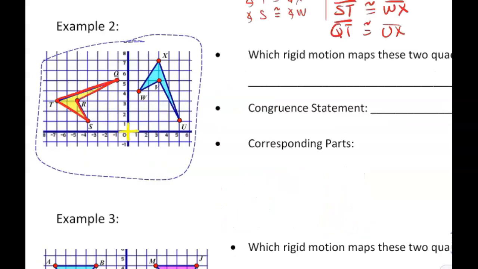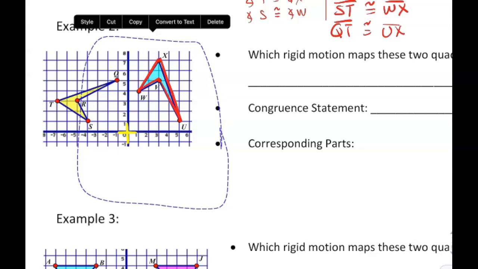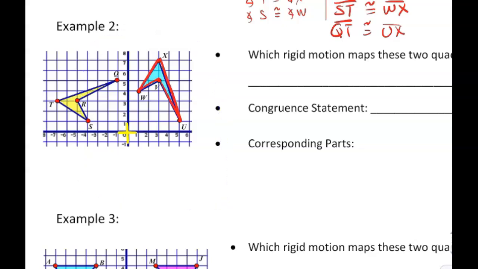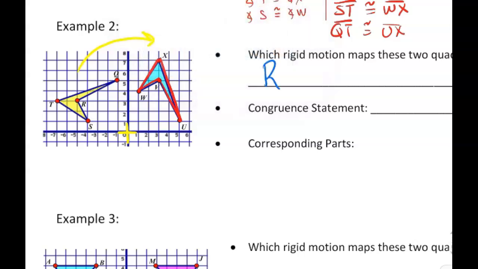Example 2, what rigid motion maps these two? Let's take the yellow one and try to go to the blue one again. Looks to me, you could already see I put the crosshairs on the origin. If I rotate it just like that, with one click to the right, which was -90, clockwise is -90. So I rotated around the origin -90 degrees. That's how I got one onto the other.